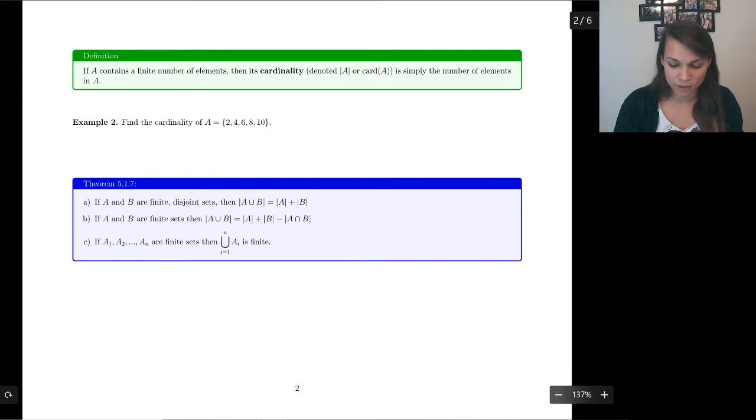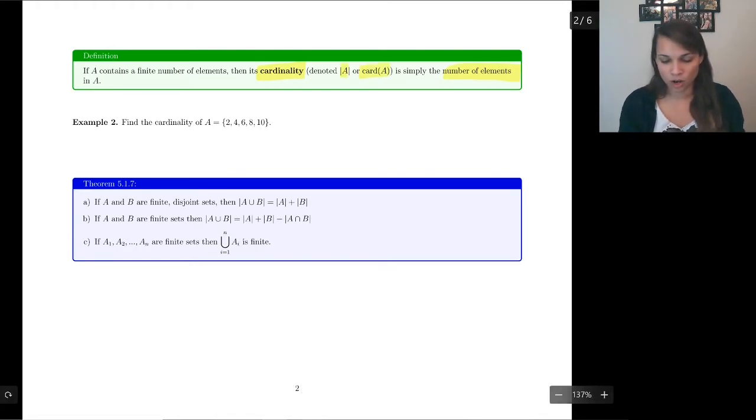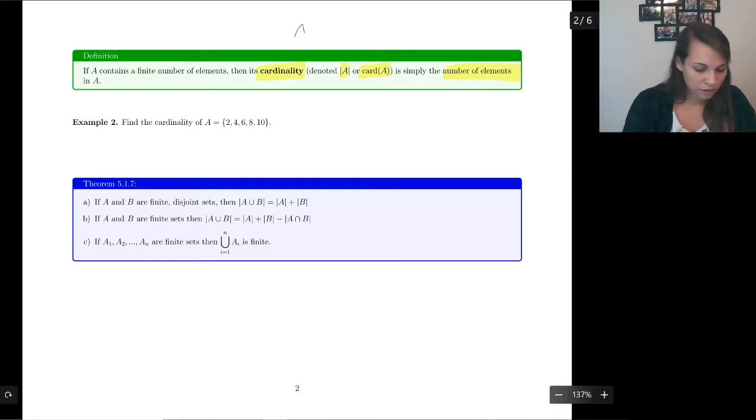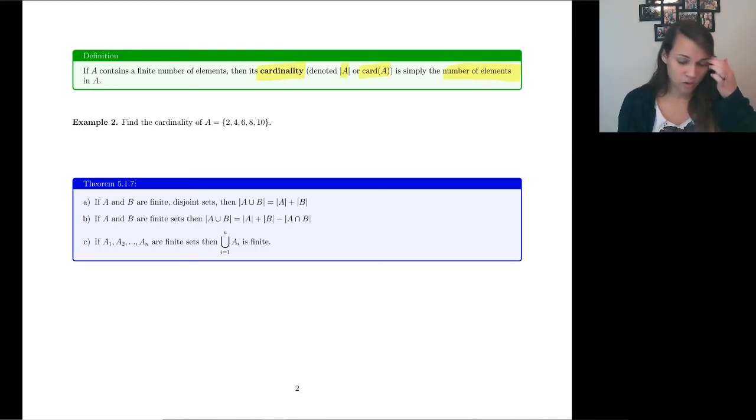Which brings us to the notion of cardinality. We say that cardinality for a finite set is just the number of elements in the set. We denote that using this absolute value symbol, or you could use card of A. Just so you know, your book does this, and that is truly hideous. I don't know what they were on when they decided to write that. Nobody uses that.